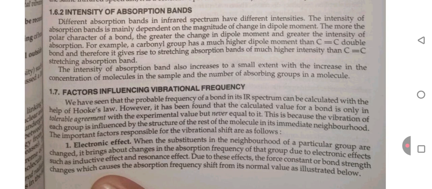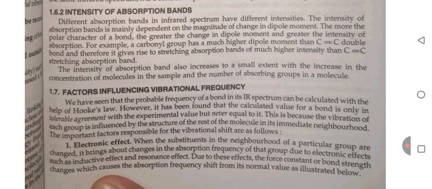Factors influencing vibrational frequency. We have seen that the probable frequency of a bond in its IR spectrum can be calculated with the help of Hooke's law. However, it has been found that the calculated value for a bond is only in tolerable agreement with the experimental value but never equal to it.